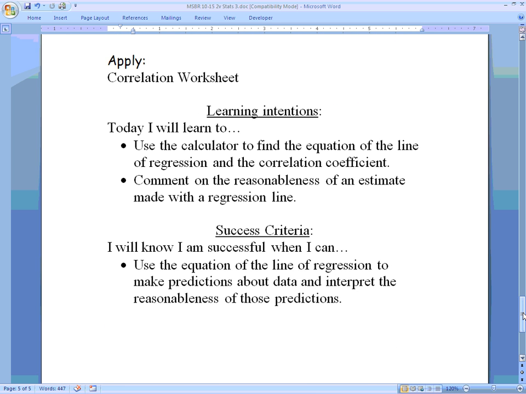So I've got no additional book work for you, and we're going to be continuing on the worksheet that we got last class, and I'll give you another worksheet this class. I just want to make sure that you can, again, do these things that we have on our learning intention. We want to make sure that we can use that calculator to find the correlation coefficient and the line of regression, and then we want to be able to comment on the reasonableness of predictions made using that. All right, we'll see you next class, working more on correlation coefficient and line of regression.